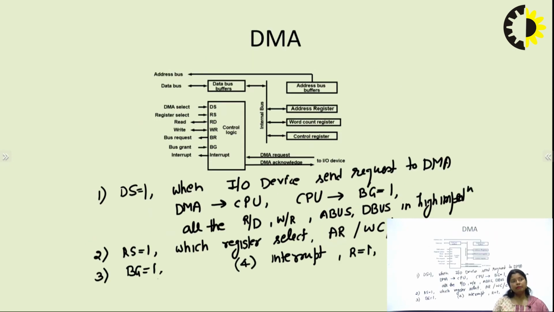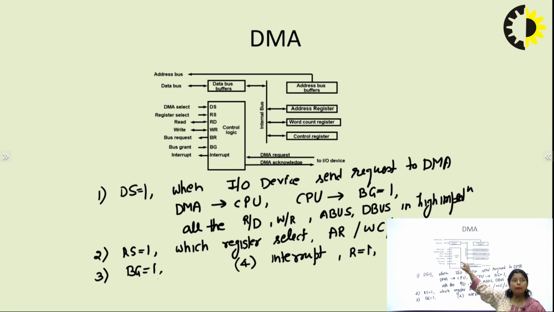Now, this is the block diagram of the DMA. This particular box is the DMA controller. There is a DMA select, register select, read and write lines, and bus request, grant and interrupt. This DMA controller is connected with what? With the IO device. The IO device transmits the request to the DMA request.